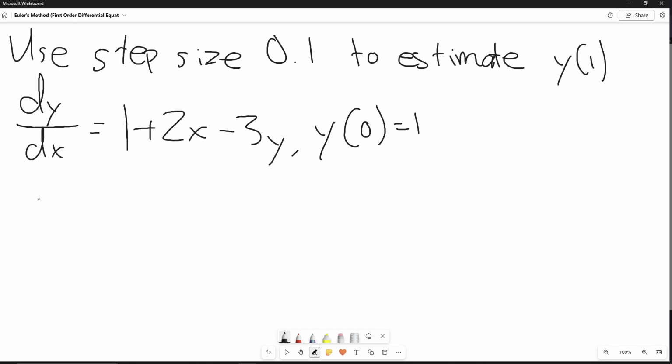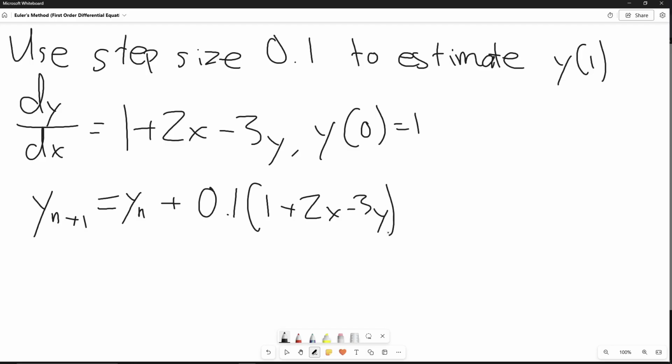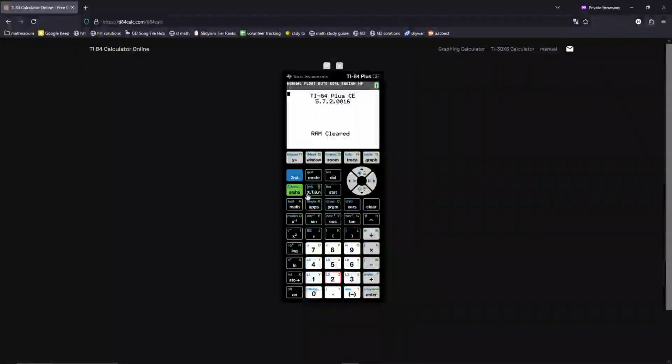So our formulas, just plug in everything we know. So y of n plus 1 is equal to y n plus h, which is 0.1 in this case. And then our f of x comma y, which is dy over dx, so 1 plus 2x minus 3y. It's already isolated. And then our x of n plus 1 is equal to x of n plus 0.1. And now we put everything into the calculator.